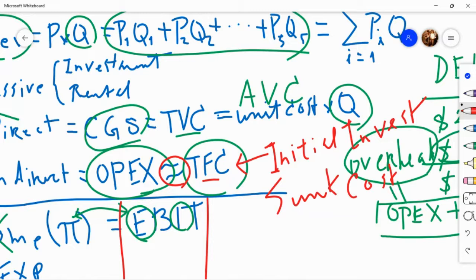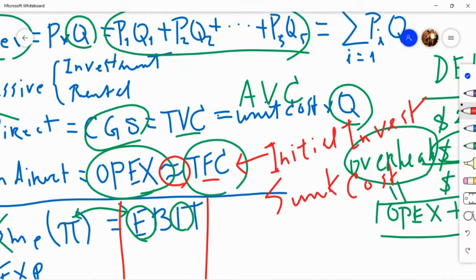And then once it is sunk, there is no turning back, right? Once the initial investment is made, there's no turning back. You have to keep going. You have to complete this project construction. You must complete this plant and start production and sell. That's the only way you can recover your initial investment.